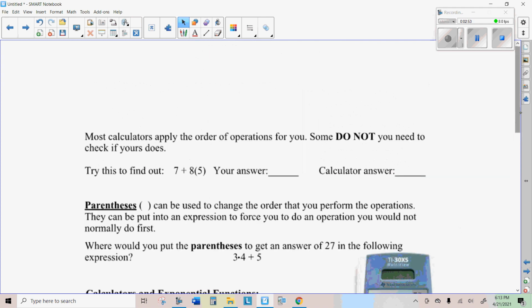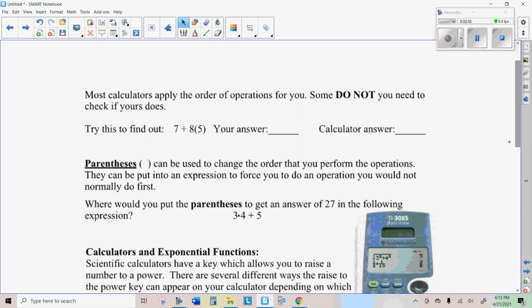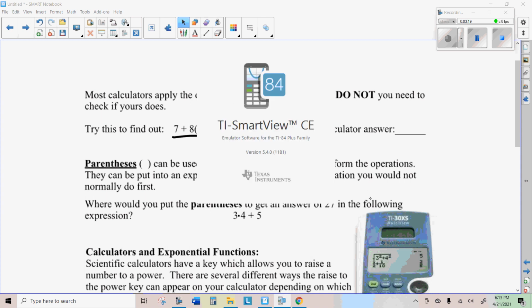Most calculators apply the order of operations for you, so you do not need to check if yours does. Well, you do need to check. I know mine does, but you want to just be sure. So just try this out, see if it works, and you end up with 47, because you would do 8 times 5 first, right, and then add 7. So check your calculator, see if it's giving you 47. I know my fancy 8th grade calculator will do that.